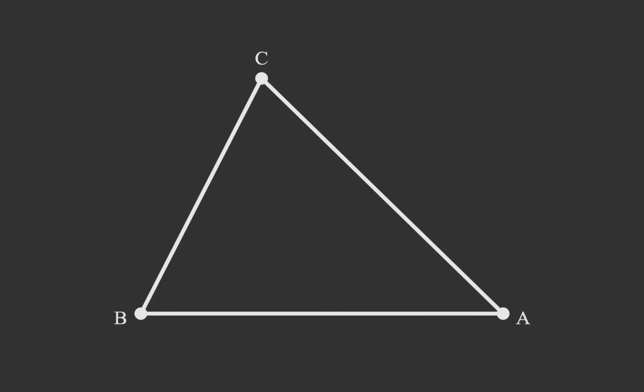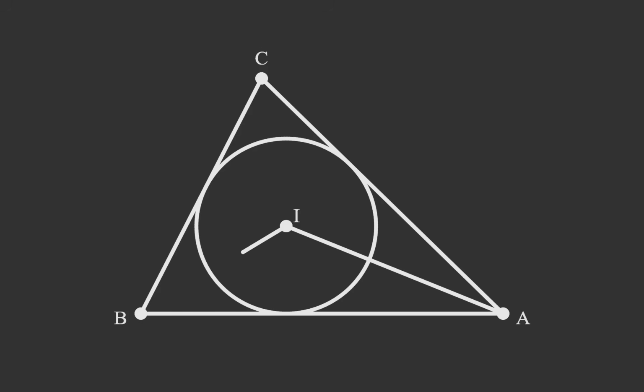Now to find the formula for the inradius. I'll call the incenter point I and each of the vertices A, B, and C. If we draw lines from the triangle's vertices to the incenter, we get 3 smaller triangles. Because the incircle is tangent to each of the sides, meaning it touches each side at exactly 1 point, we know that a line from the incenter to where the circle touches a side will be perpendicular to that side. So the height of each of our 3 triangles is this inradius.